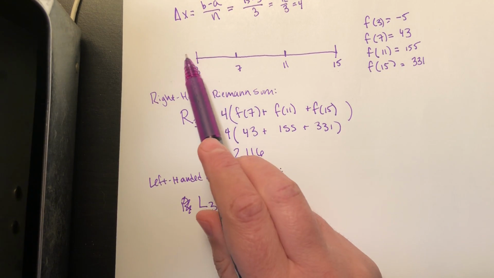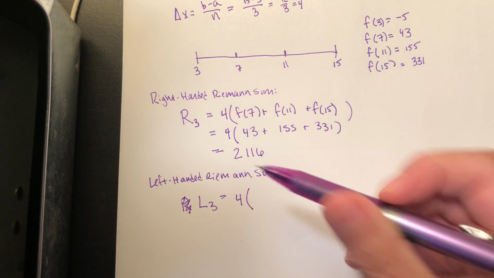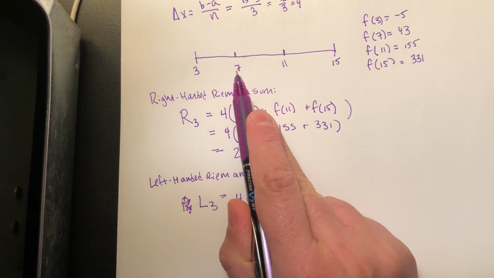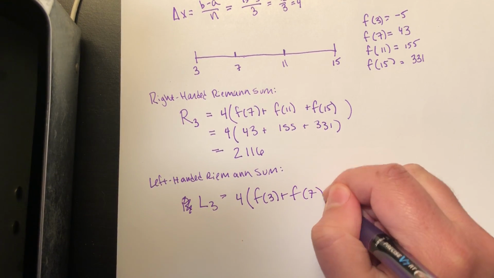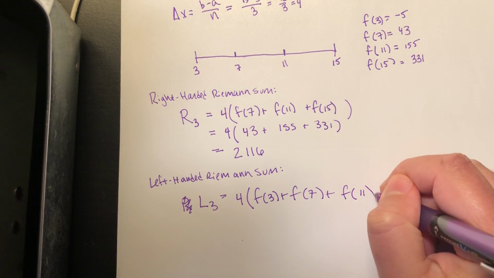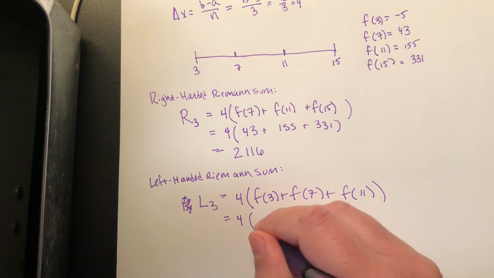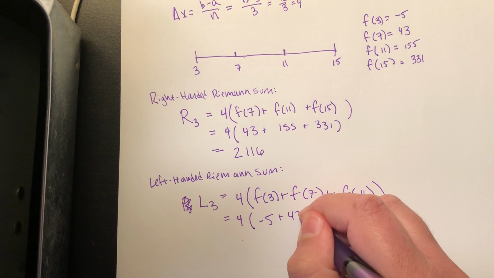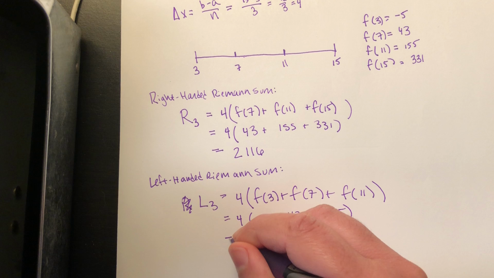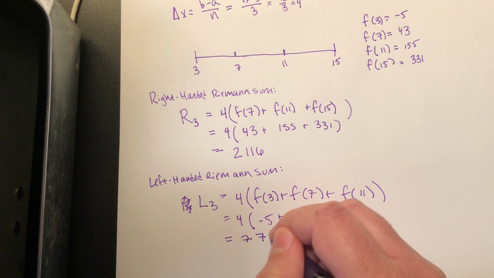the same length of the base of the rectangles, which is 4. But this time I'm going to use the left-hand endpoint of each interval. So the left endpoint here would be 3, so the height would be f of 3. Left endpoint of my second interval is 7, so f of 7. And the left endpoint of this last interval would be f of 11. Okay, so computing this, we get 4 times negative 5 plus 43 plus 155. Add them all up and multiply by 4, and I get an estimated area of 772.